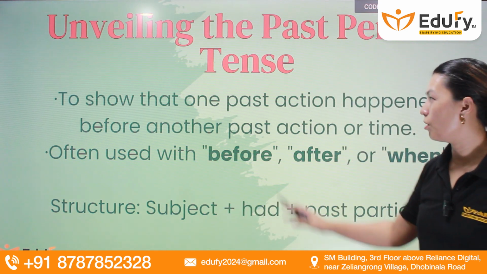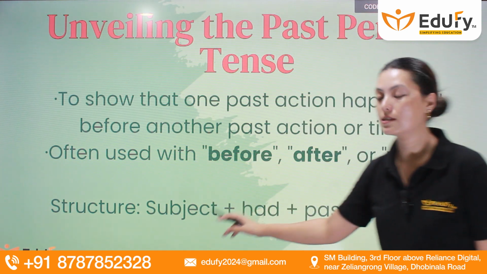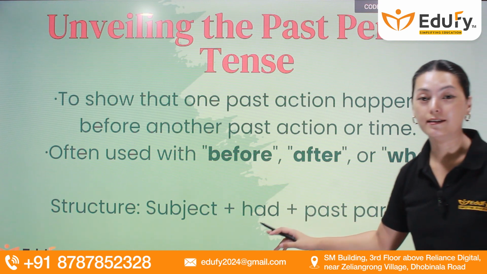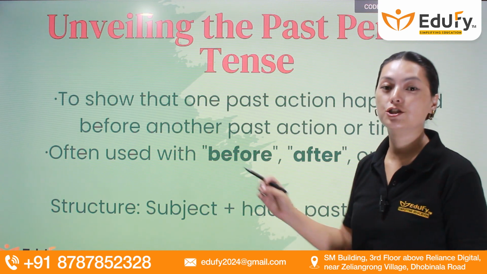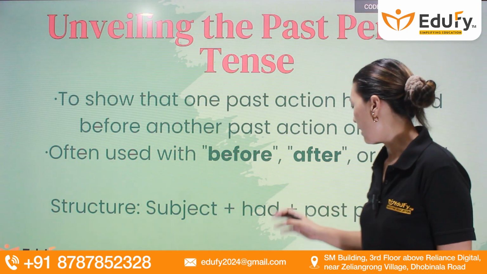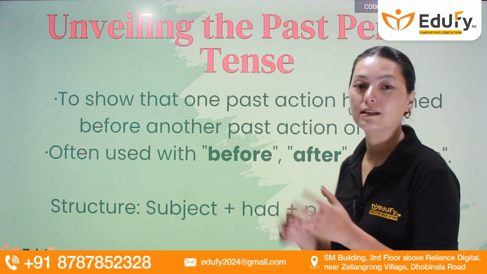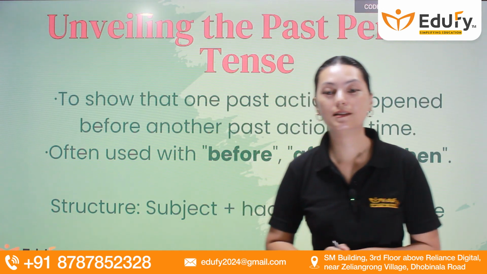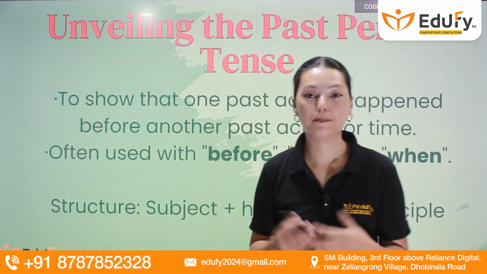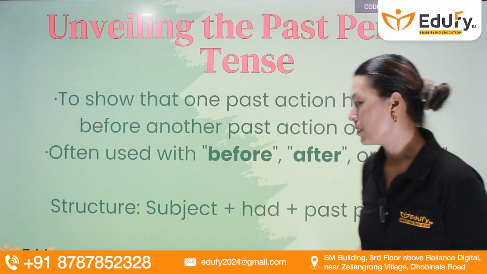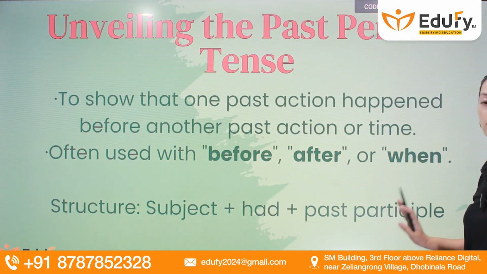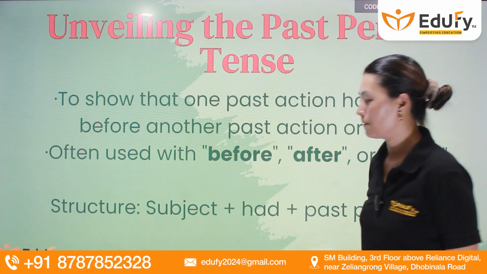So in the structure of a past perfect tense, we have the subject plus the word had. The auxiliary verb here changes to the word had, and then it will be the past participle form of the verb, as discussed earlier in simple past tense. We understood what is the past tense, right? Past verb. So that will be used here when we talk about past perfect tense.